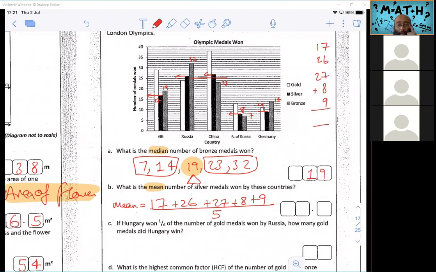So we have 7, add 7 is 14, 14 add 6 is 20, 20 add 17 is 37. So we have 2, 4, 5, 5 add 3 is 8.